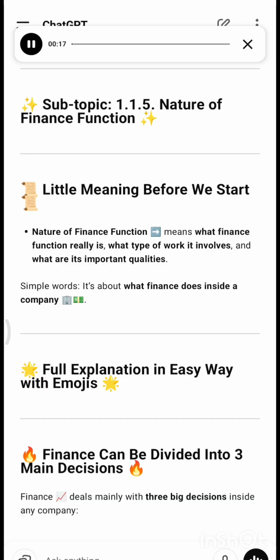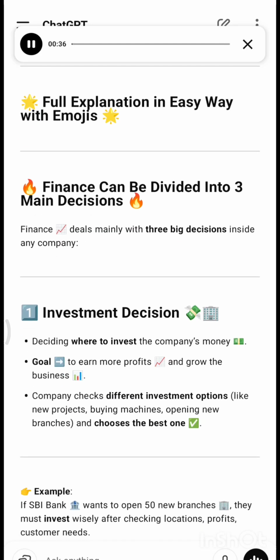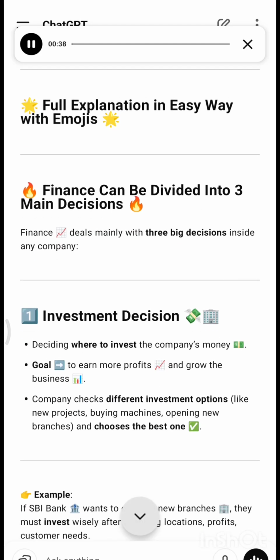Subtopic 1.1.5, Nature of Finance Function. A little meaning before we start. Nature of finance function means what finance function really is, what type of work it involves, and what its important qualities are. In simple words, it's about what finance does inside a company. Full explanation in an easy way with emojis.